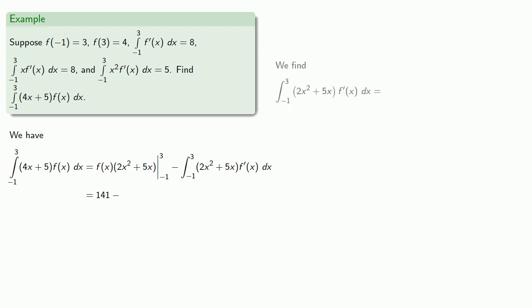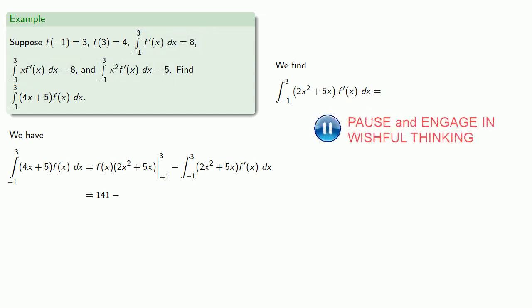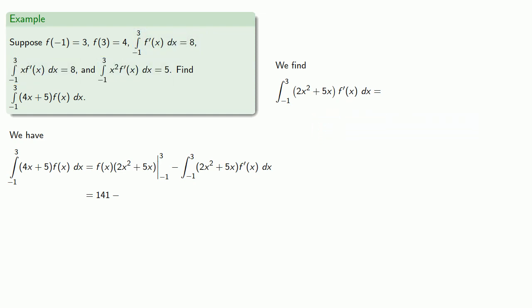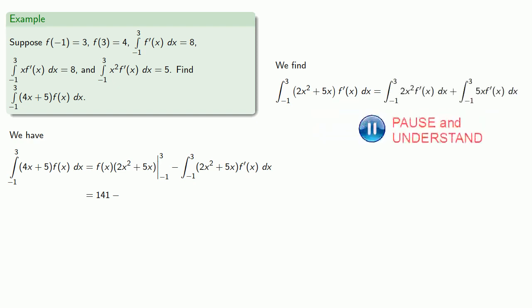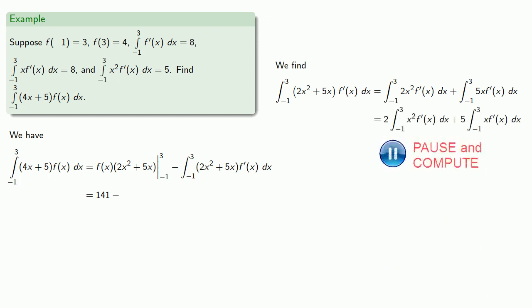Now for this integral, well, we know something about the integral of f prime, x f prime, and x squared f prime. If only there was some way we could break this integral apart. Oh wait, the integral of a sum is the sum of the integrals, and so we could rewrite this. And the constant multiplier rule allows us to rewrite this further. And we know the values of these integrals. And so we compute the value of the integral we want.